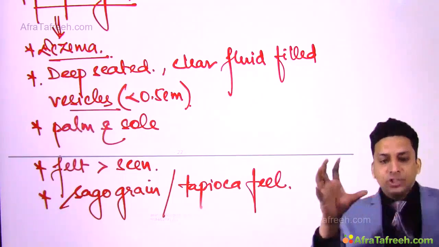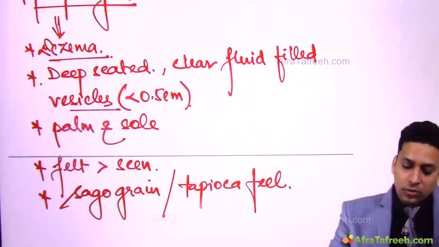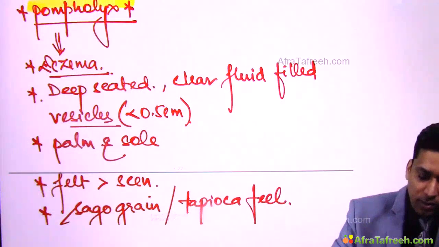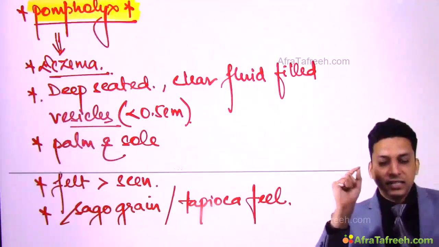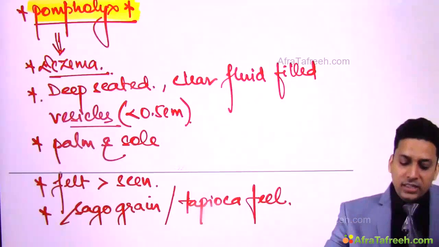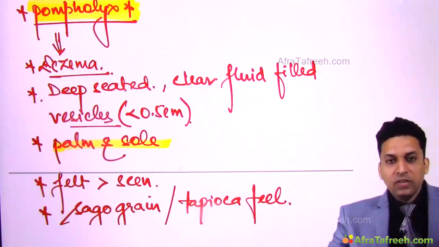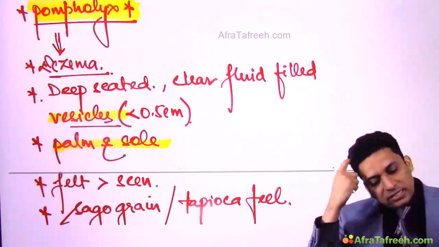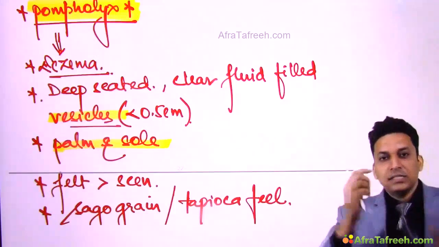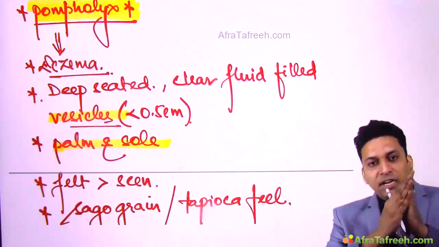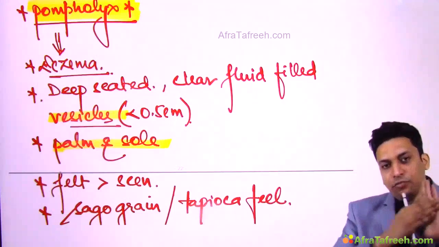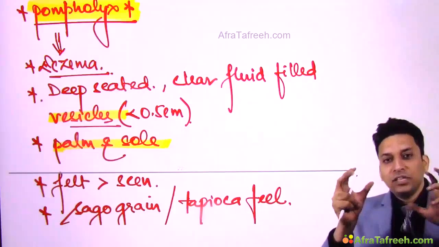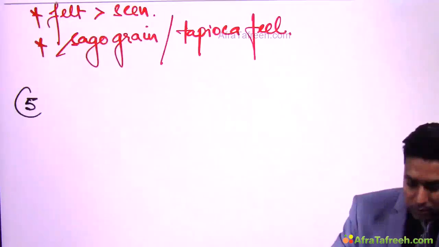So these are the points you need to remember about pompholyx. Once a question was asked on pompholyx, so remember a few points. First, it is a type of eczema. Common site is palm and sole. Over palm and sole, you will get deep-seated fluid-filled vesicles, and these lesions are better felt than seen. And when you feel them, which feel will you get? Sago grain or tapioca feel, sabudane jaisi feel.